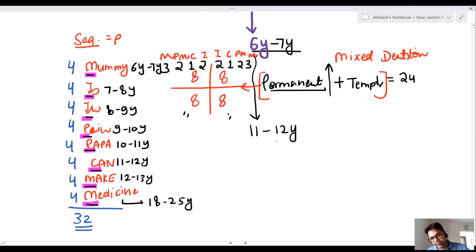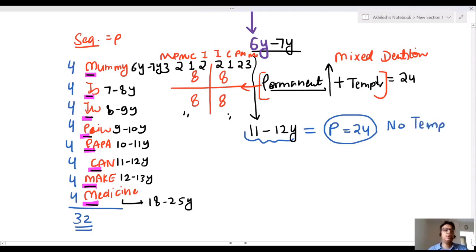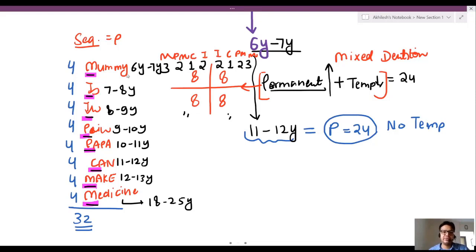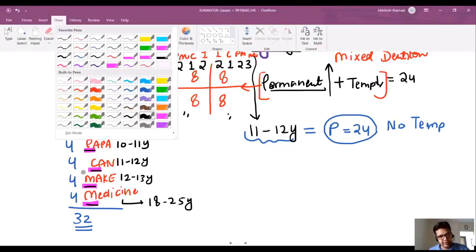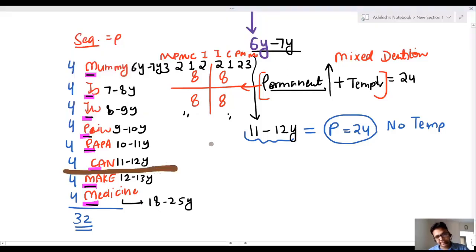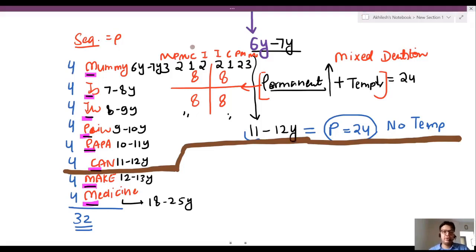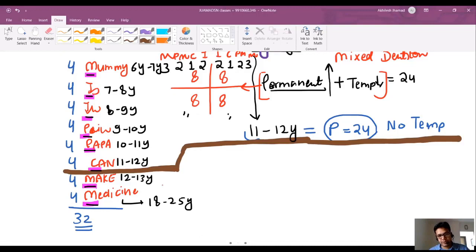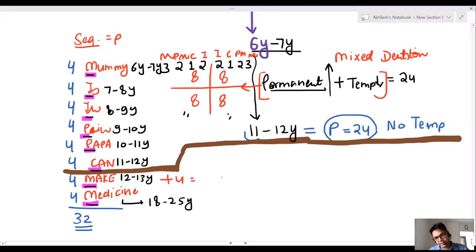At 11 to 12 years of age, you will have all 24 permanent teeth and no temporary teeth. Yes, 11 to 12. Now, at 12 to 13, you will get 4 plus 24, that is 28, plus 4 more. It is 30. That's very simple.